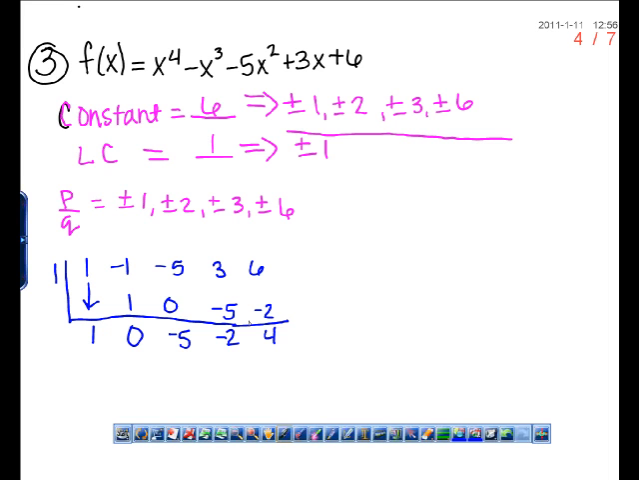What does this tell me? Yeah, 1 is not a root. My remainder is not 0, so 1's not a root. So we cross it off and we move on. What should we try next? Negative 1.